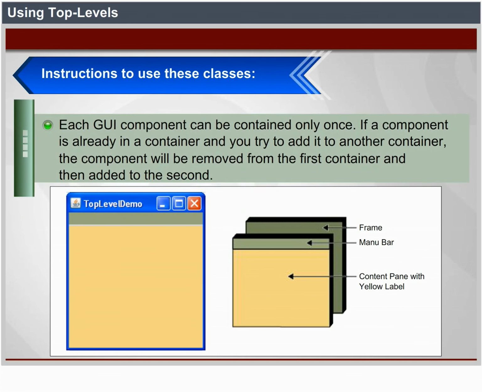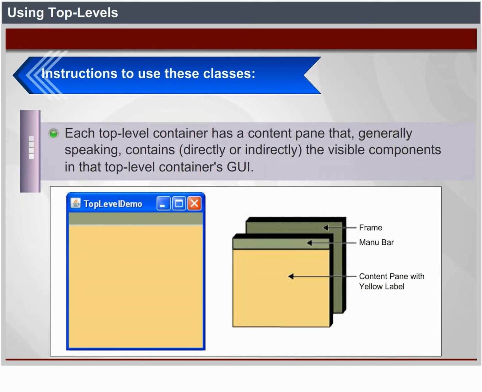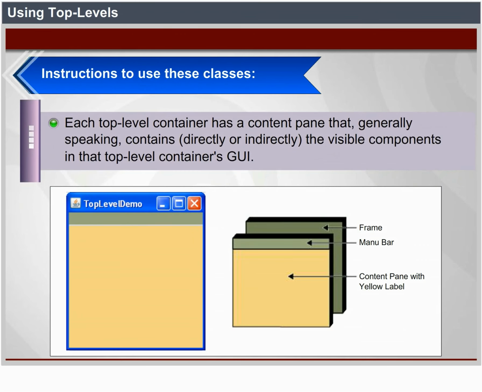Each GUI component can be contained only once. If a component is already in a container and you try to add it to another container, the component will be removed from the first container and then added to the second. Each top-level container has a content pane that, generally speaking, contains the visible components in that top-level container's GUI.